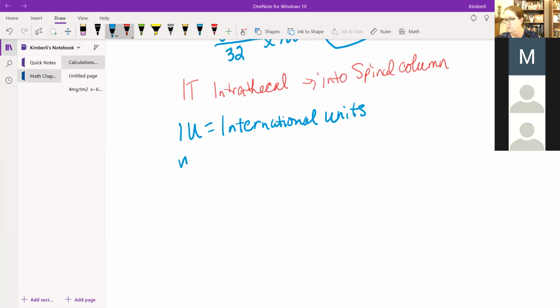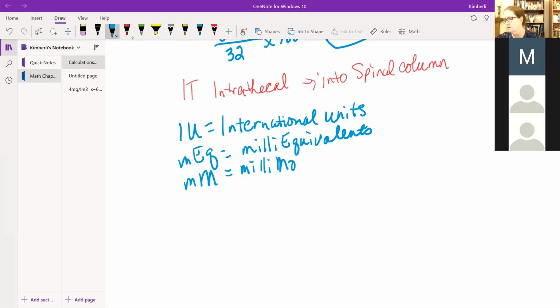Or mEq. mEq is milliequivalents, or lowercase m, capital M, and that's not a microgram symbol, it's just an uppercase M, which is millimoles. So a mole refers to Avogadro's number, which is the equivalent of however many molecules are in a mole of carbon. So it compares it to carbon. Milliequivalents has to do with the atomic weight divided by the valence. And it's based on the mechanism, it's based on the action potential of the drug.